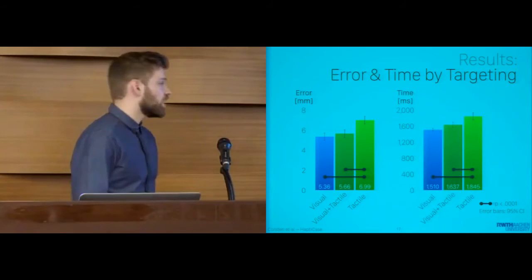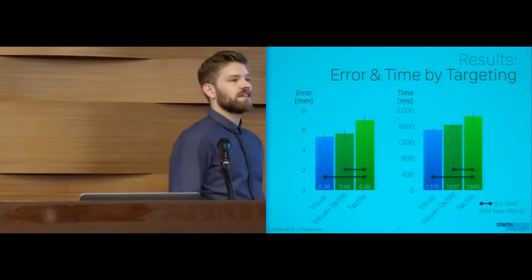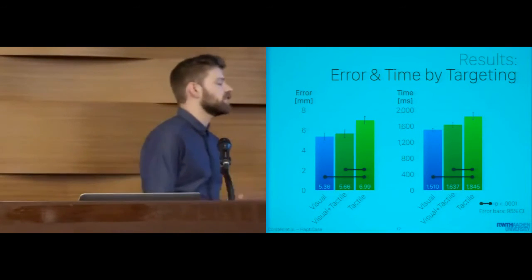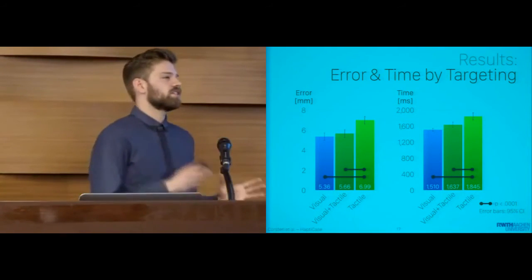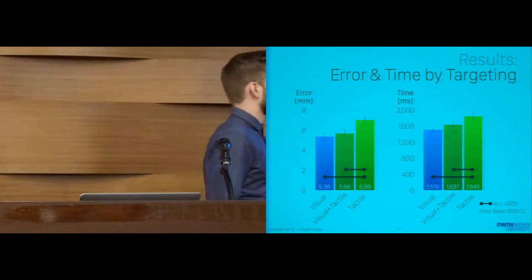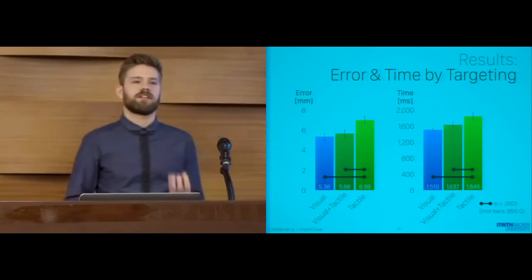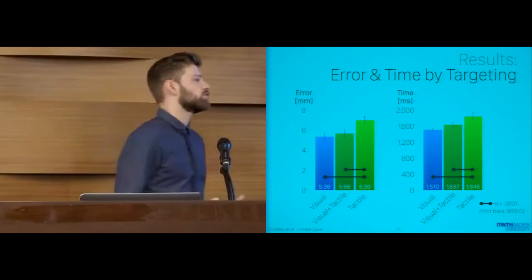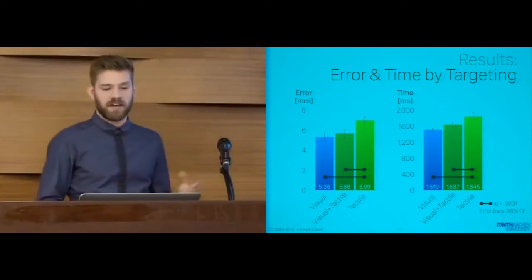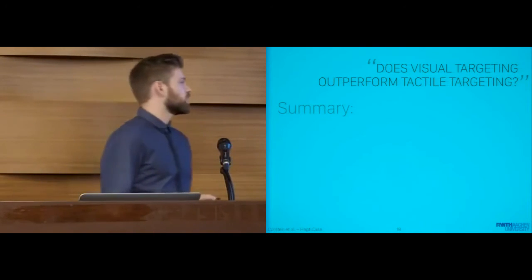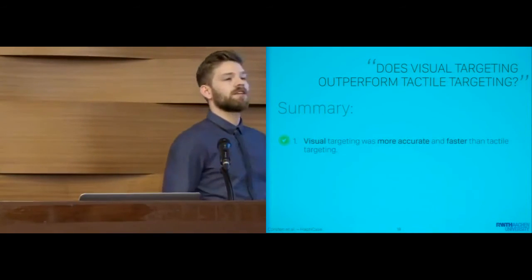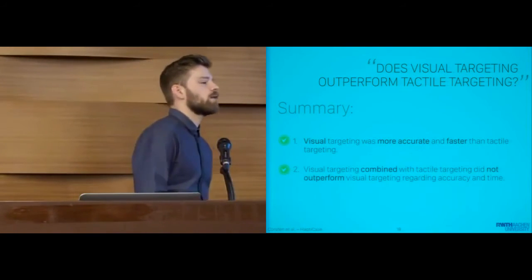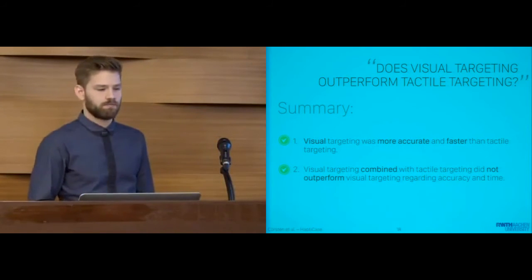Furthermore, when we look at the time, we can see that visual targeting is much faster compared to tactile targeting. And again, when we combine the two, it's a little bit slower, but the difference is not significant. So what we can take away from this is that the dominant factor here is the visual targeting that people use. When they can look at the blank touchscreen, when they are willing to do that, that's actually better in this case. So in summary, we can say that visual targeting was more accurate and was faster compared to tactile targeting, and adding tactile targeting on top does not improve any further.